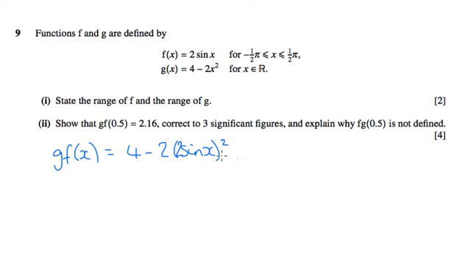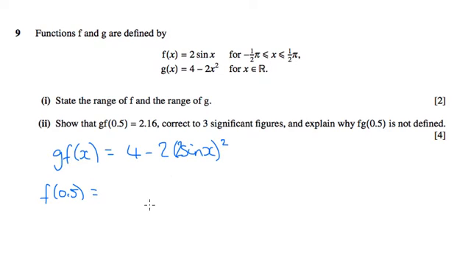But rather than do that, you can make mistakes there. I nearly missed the 2. So what you can do instead is work out f of 0.5, work out what that value is, and then take that value, the answer to that, and put that in to g. So let's just do it that way.